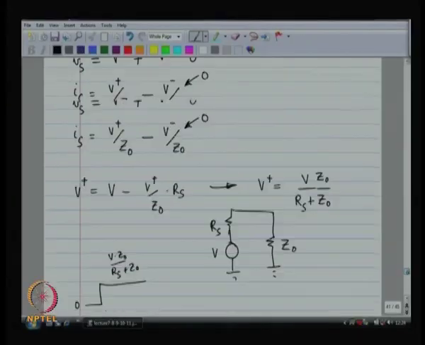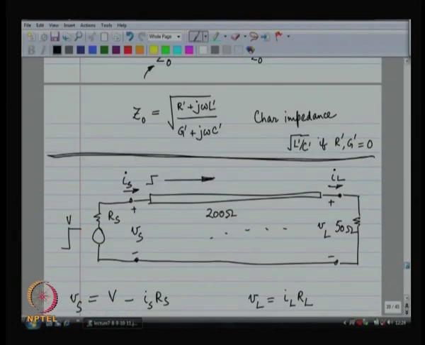For each sinusoid in general, the reflection, I am sorry, the characteristic impedance is going to be different. Where did I write that? Yes, for each frequency the characteristic impedance is different. So, for each frequency the reflection coefficient is also going to be different.